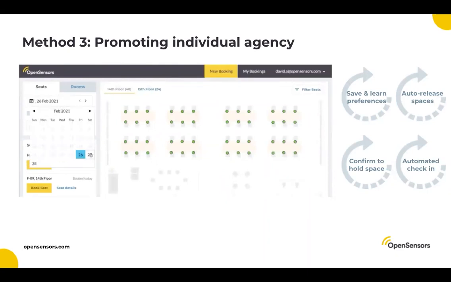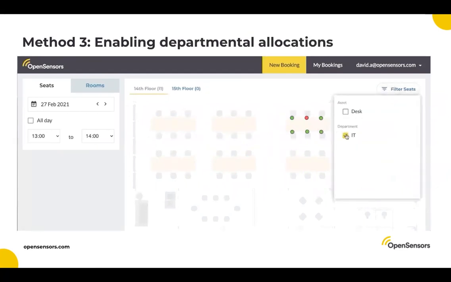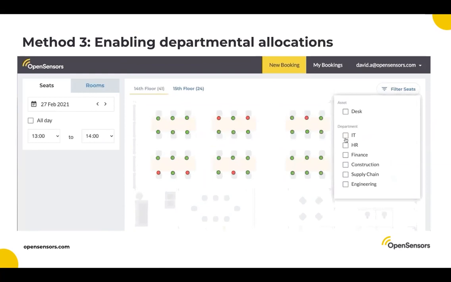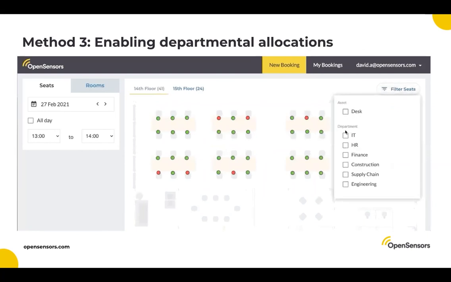The second way in which we find the booking solution really helps with space allocation is the fact that these sensors can also be tagged by department. So as you're building up these profiles of departmental usage and defining how much space each department needs, you can then set users' preferences so that they only belong to a certain group.